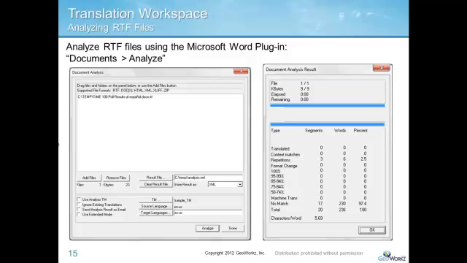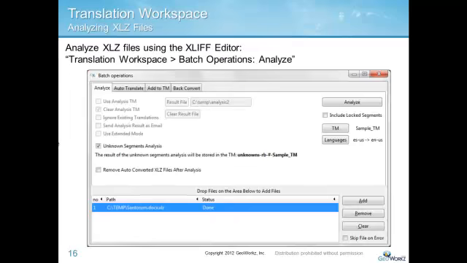Once your file is converted into a translatable format, it's a good idea to run an analysis to help you estimate project cost and schedule. To analyze an RTF file, use the Microsoft Word plugin and select Documents Analyze. This will create a pop-up with segment and word counts in each match category. You can also specify a location to save the results file so you can see the analysis results in detail.